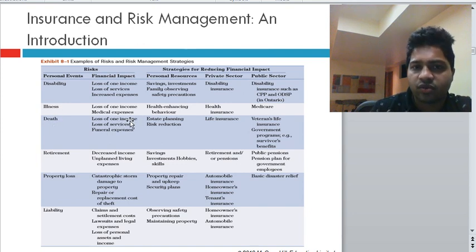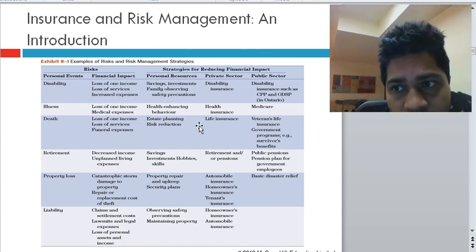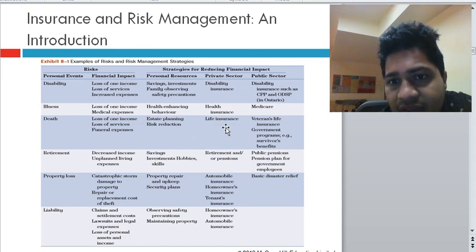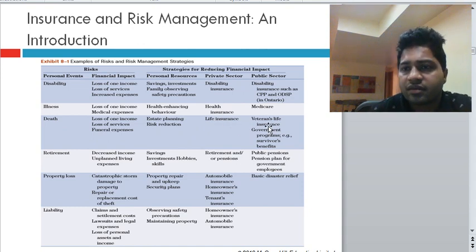Death: loss of one income, loss of service, funeral expenses. So strategies that generally you should follow: reduce risk of dying, be safe, and do estate planning in case you have an untimely death. In the private sector, you can buy life insurance, and if you're working in the army or in government, you have some government programs like veterans life insurance.